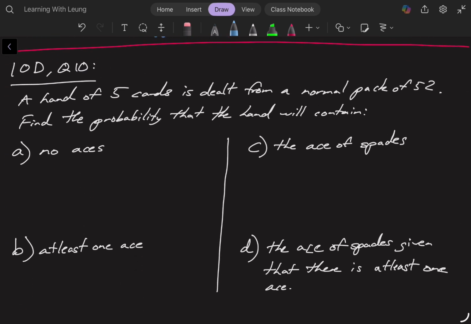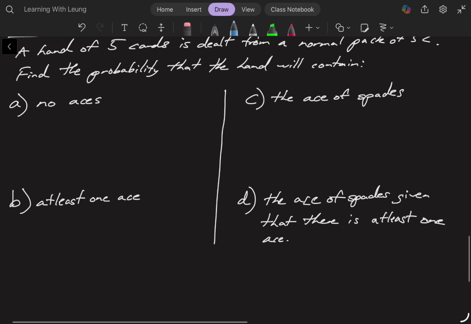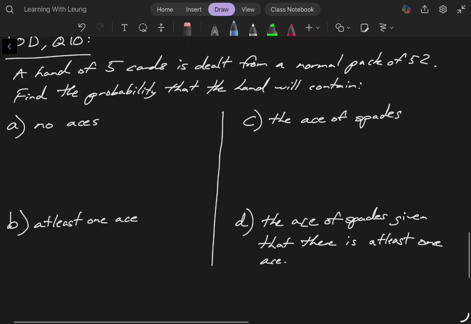Last one. Question 10D, or exercise 10D, question 10. A hand of 5 cards is dealt from a normal pack of 52. Find the probability that the hand will contain, and all of these different conditions, right? So I'm going to do decimal approximations here because that's what your book uses, but obviously we can write them as full fractions. The numbers just get really, really, really big. So firstly, let's do our total. We're picking a hand of 5, so our total is going to be 52C5, which is massive, so we're just going to leave it like that.